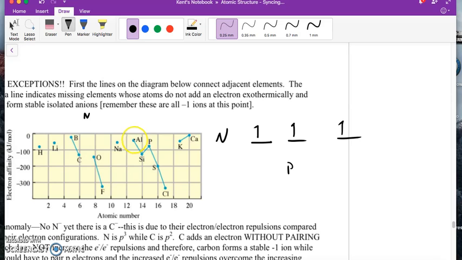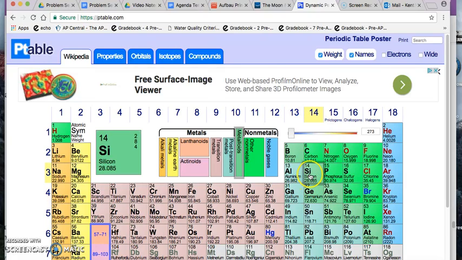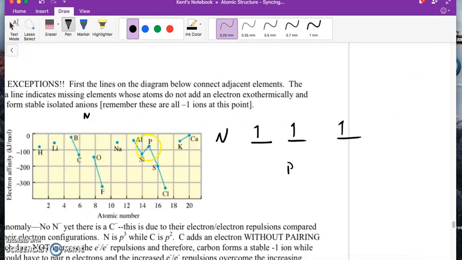Okay, so if we look here, aluminum to silicon, right? Silicon releases more energy than aluminum does, right? And let's look at where silicon is placed on the periodic table. So silicon's here, right? It releases more energy than aluminum does when it gains an electron, but if you notice phosphorus releases less energy than silicon, and that's the same exact argument that we just made between nitrogen and carbon, right?